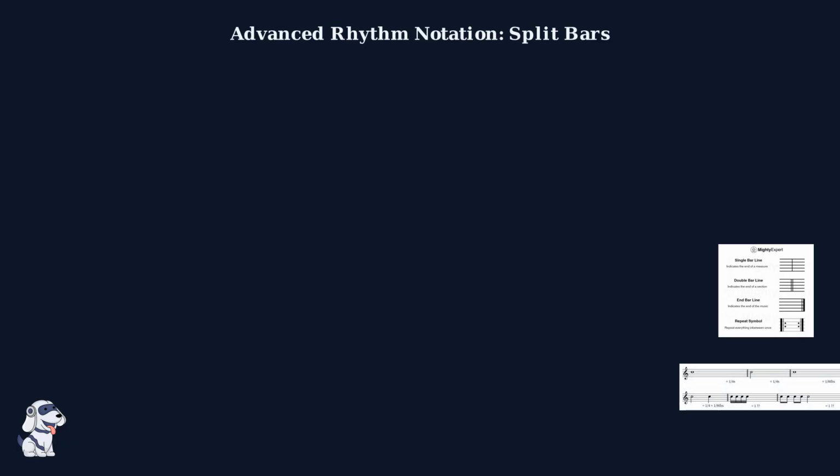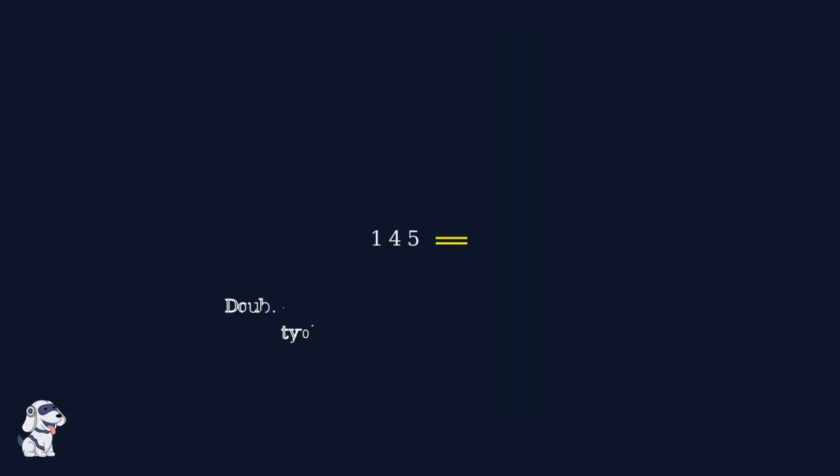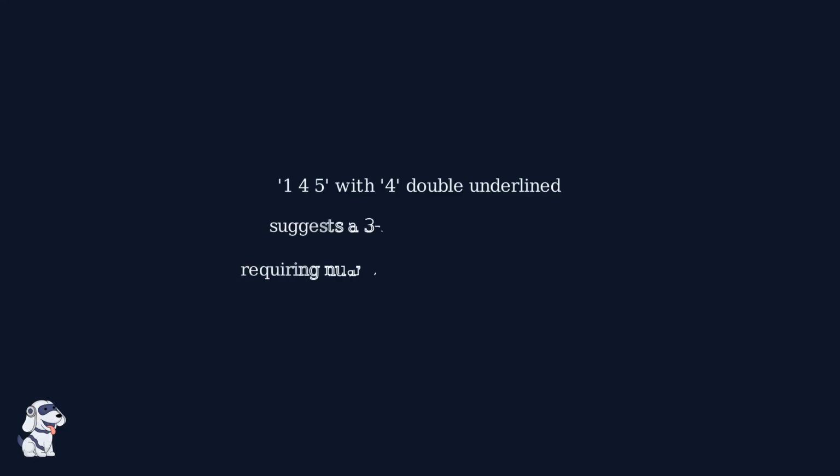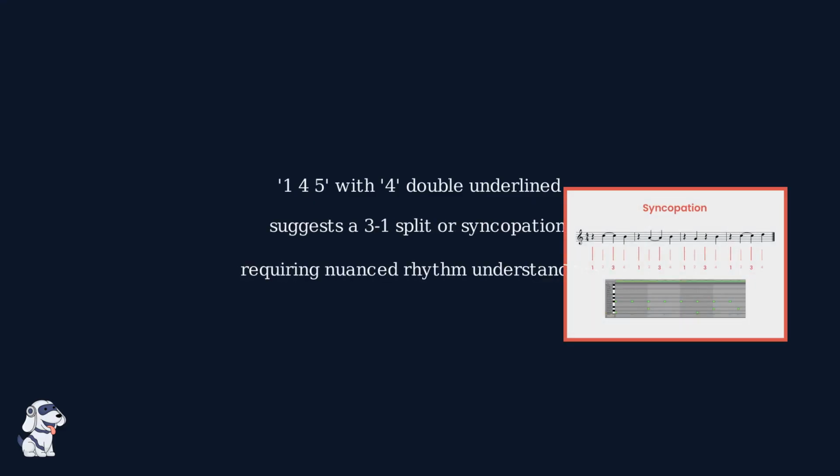Rhythmic values on the staff further illustrate how notes and rests correspond to mathematical expressions of duration, reinforcing the concept of split timing. Double underlines in the Nashville Number System signify shorter durations, typically representing 1 beat. For instance, 1/4/5, where 4 is double underlined, suggests a 3-to-1 split or syncopation, requiring a nuanced understanding of rhythm. Such notations enhance musical expression through precise timing and offbeat emphasis.